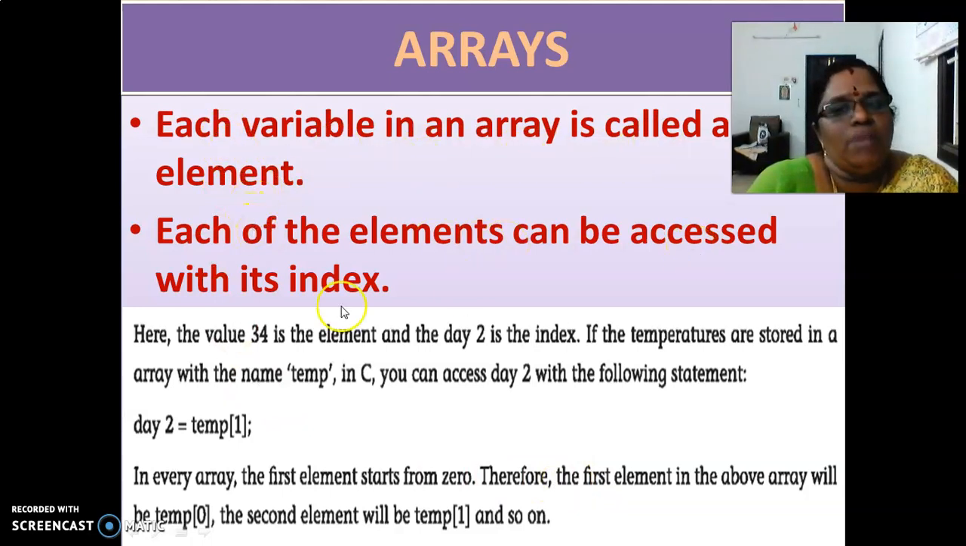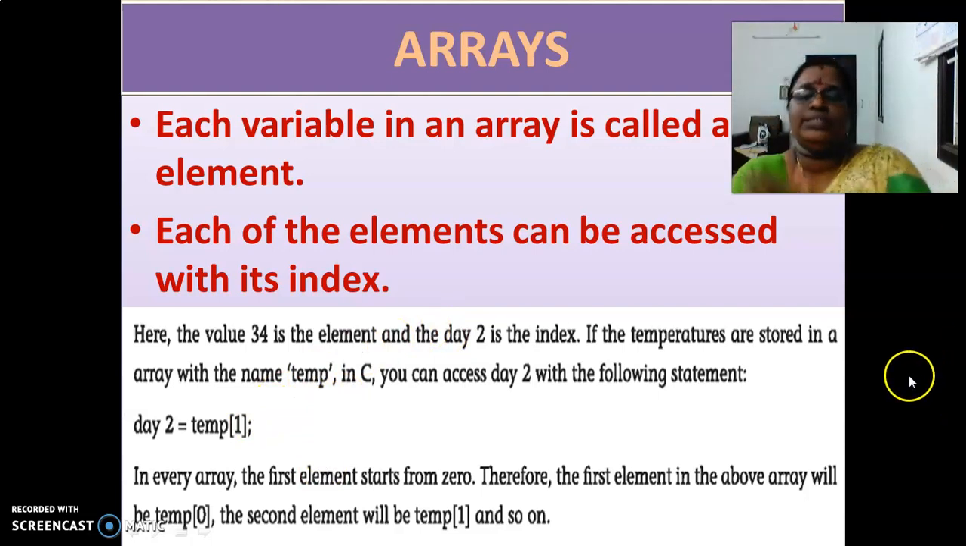So each variable in an array is called an element. Each of the elements can be accessed with its index. How? This is called the index. So 34 is the element and day 2 is the index. So day 1 in temp[0], day 2 in temp[1], day 3 in temp[2], likewise it will be stored. Okay. So we can access like this.